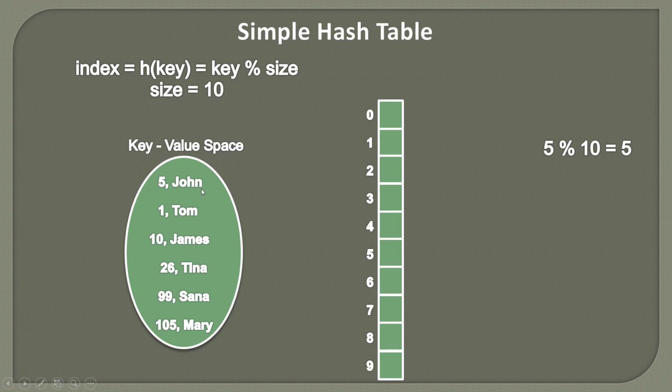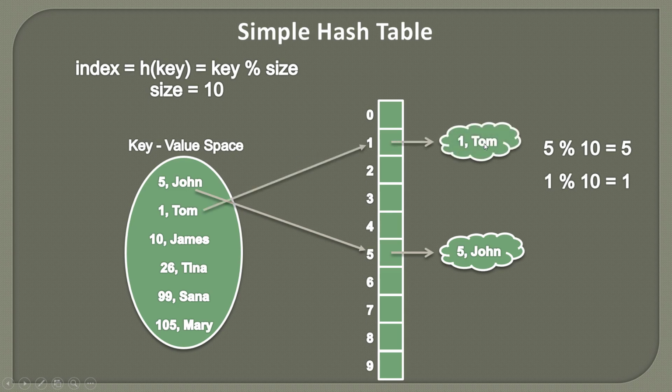So this is our index, which is returned by the hash function. So here we simply go to the 5th index and we simply store the key value pair. So this array can be taken as an array of key value pairs, which can be our own type of object which takes a key and a value. Now if you want to store 1, Tom, so 1 divided by 10 gives remainder 1. So here we go to the first index and we store 1, Tom.